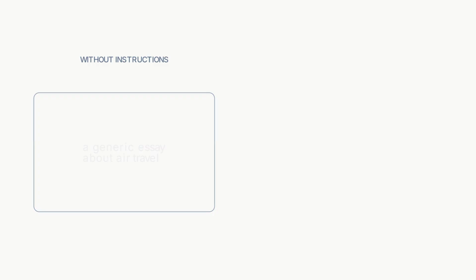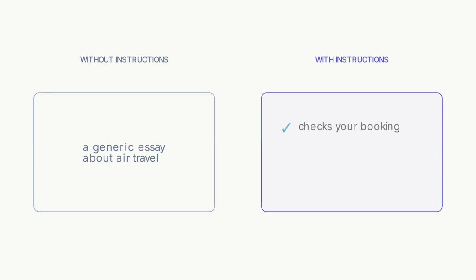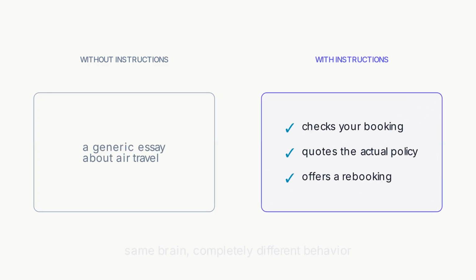And the effect is dramatic. Ask a raw model about a delayed flight and you might get a generic essay about air travel. Give it instructions first and the same model checks your booking, quotes the actual policy, and offers you a rebooking. Same brain, completely different behavior.